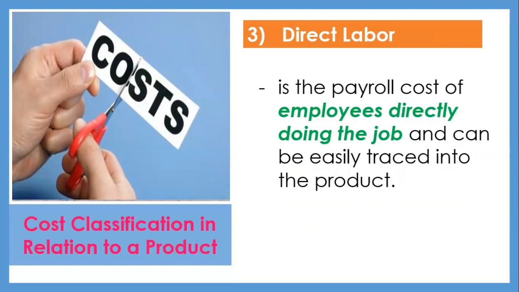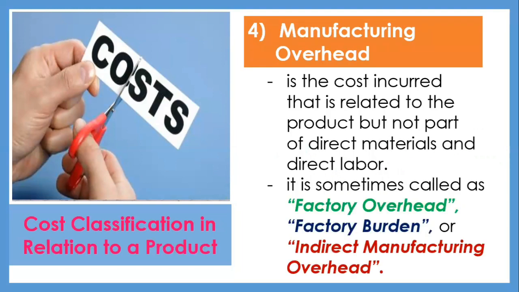And finally, we have manufacturing overhead. If we say manufacturing overhead, it is the cost incurred that is related to the product but not part of the direct materials and direct labor. So these costs are usually assigned to a product for job order costing or to a department for process costing. And it is sometimes called factory overhead, factory burden, or indirect manufacturing overhead.